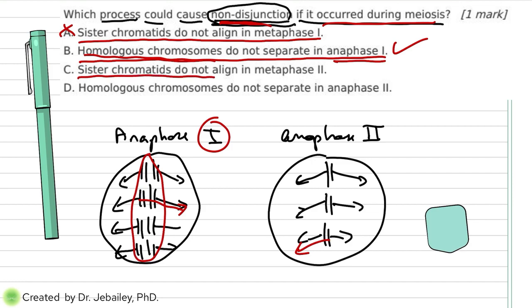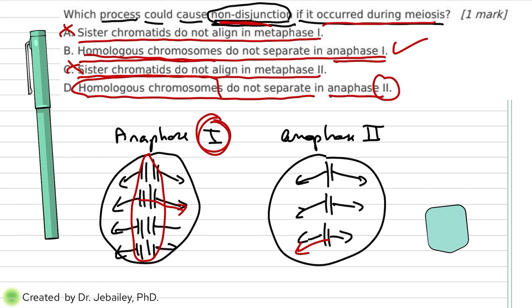Sister chromatids do not align in metaphase 2. They do align, they always do. Homologous chromosomes do not separate in anaphase 2. See, it says homologous, and that's for anaphase 1. Anaphase 2 should have been sister chromatids, so it's not D at all. So the answer here is B. That's why it's very important to know that you always use homologous chromosomes in anaphase 1 and sister chromatids in anaphase 2.